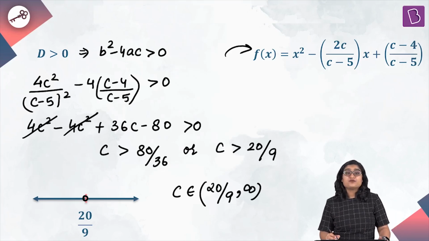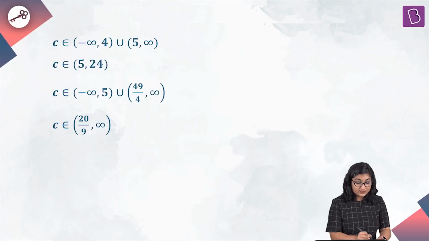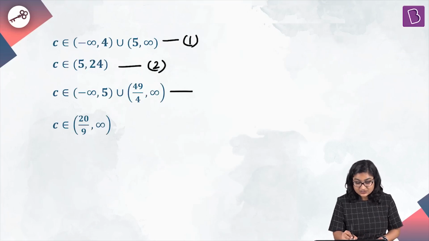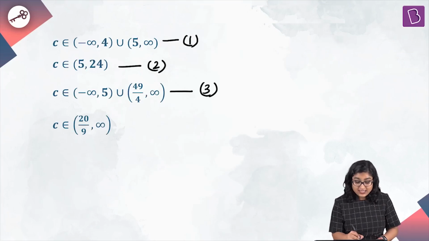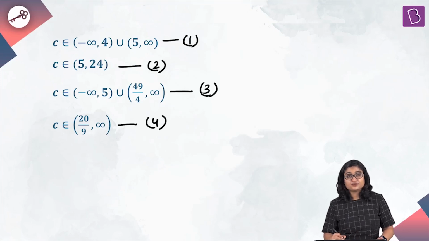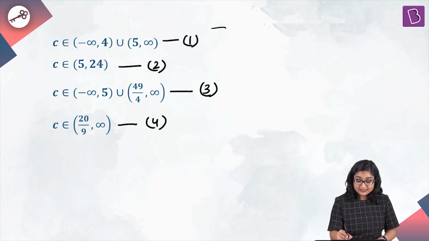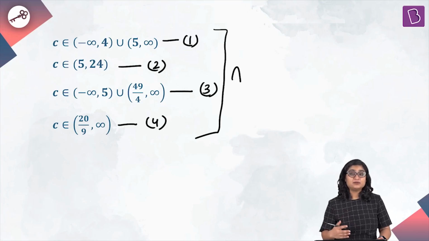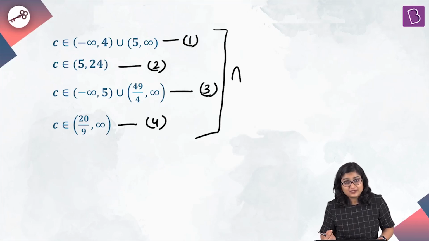So we have solved for 4 conditions. We got 4 intervals of C. Alright, this is the interval we got from first condition, this is the interval we got from second condition, this is the interval we got from third, and this is the interval we got from the fourth condition. Now we have to take the intersection of all these 4 intervals. So how are we going to do that? We are going to plot these intervals on the number line and find the overlapping region.